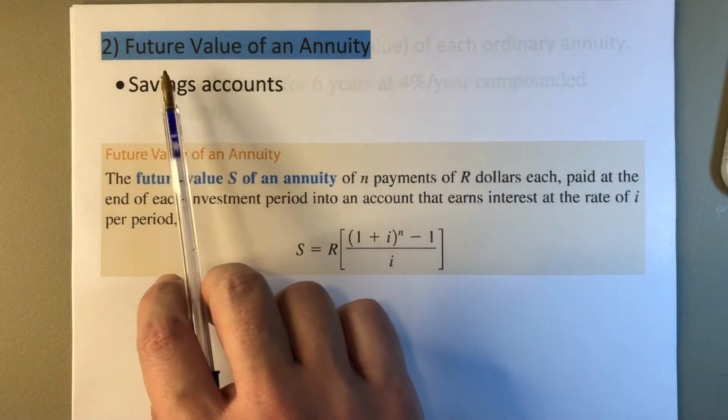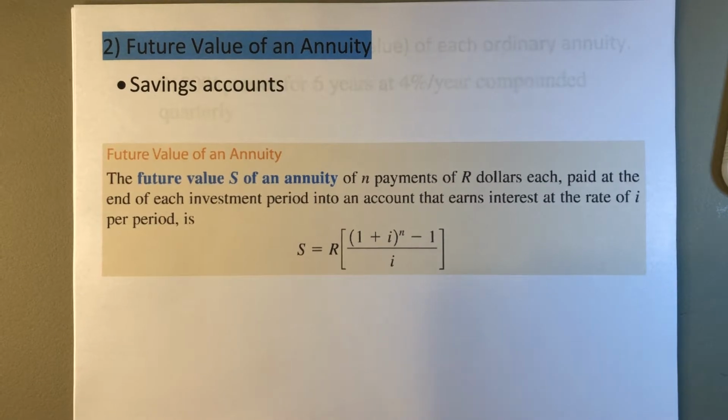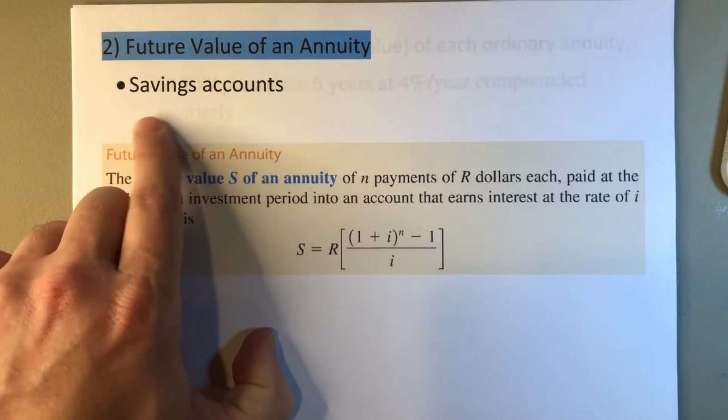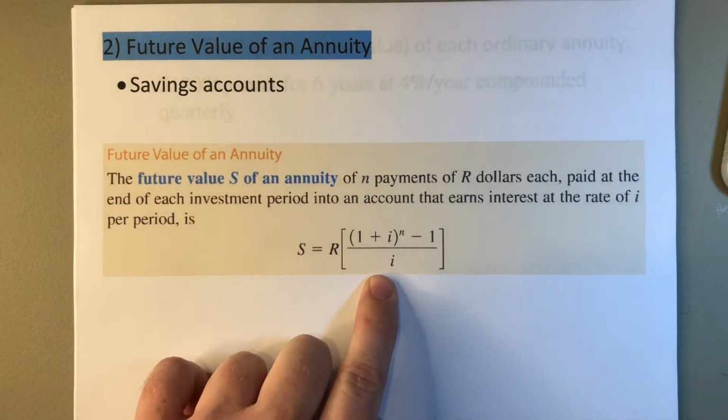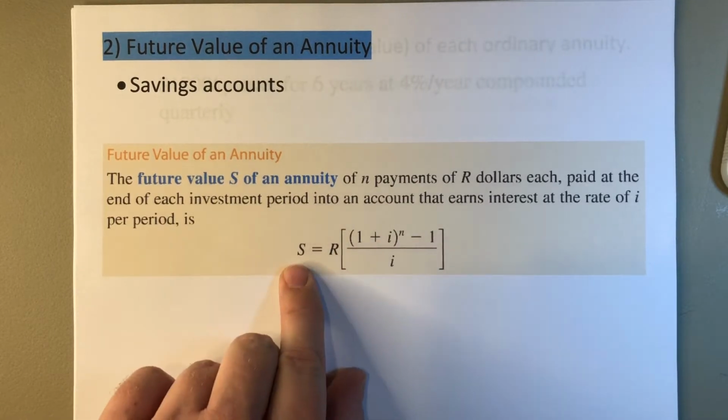We're going to be looking at, first of all, future value of an annuity. So future value, think about that. Maybe you don't have any money right now, but you want to save for the future. So an example would be a savings account. And this is the model that you could use just to plug in the numbers correctly and end up getting the future value of an annuity.